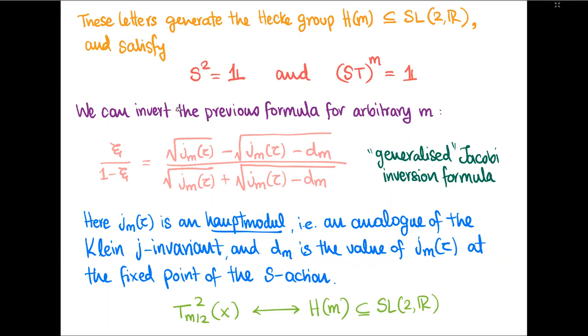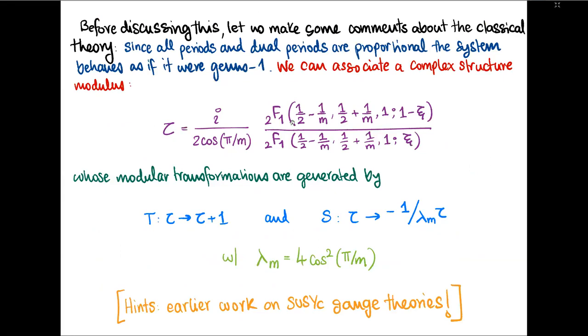One of the things that we can do, which we think is kind of cool, is we can take an expression that looks like this, and then we can invert it, right? We can write down, here tau is written as a function of xi, and we can write down now xi as a function of tau. Now, this sort of inversion is typically very difficult to do. As I've said, for the cases m equals 3, 4, 6, and infinity, this sort of inversion is known. And the inversion formulas are what are called Jacobi inversion formulas.